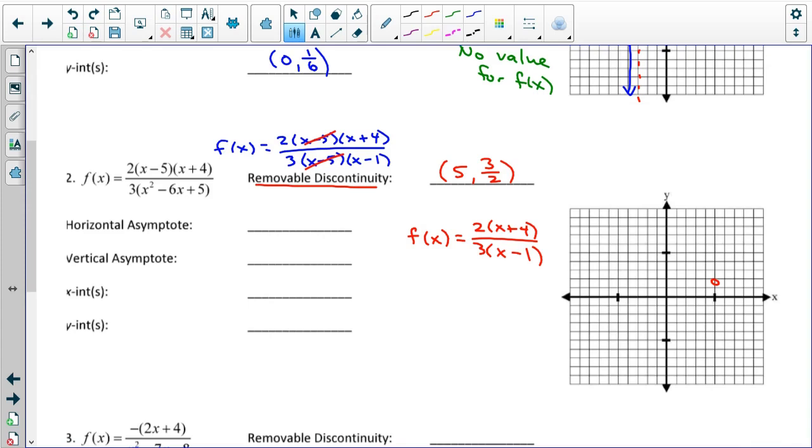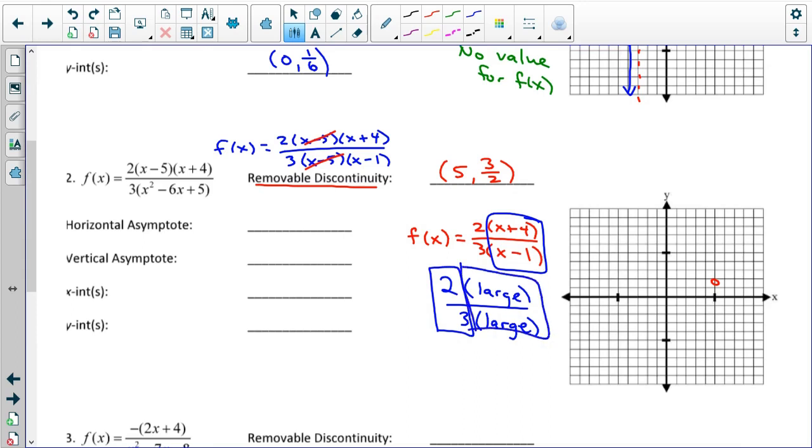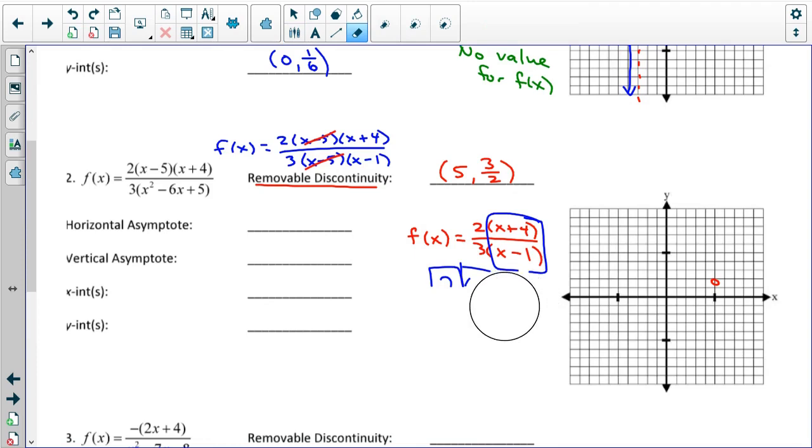Horizontal asymptote, if I substitute in really big values of x, it ends up being 2 times large over 3 times large, and really close to the other large. So let's say I plug in a million, I get 2 times 1,000,004 over 3 times a million minus 1, or 999,999. These two values end up being so close to each other as x goes off to infinity that that's basically 1. So it ends up being 2/3 times 1. So 2/3 times 1 basically ends up being 2/3.